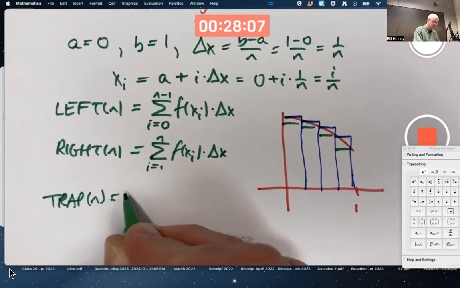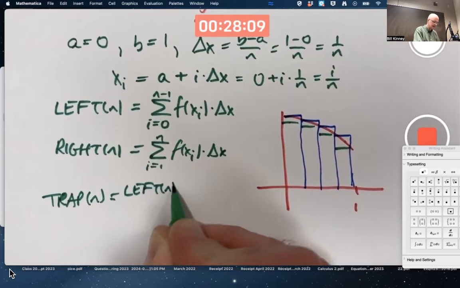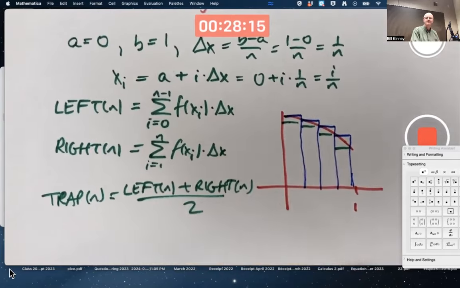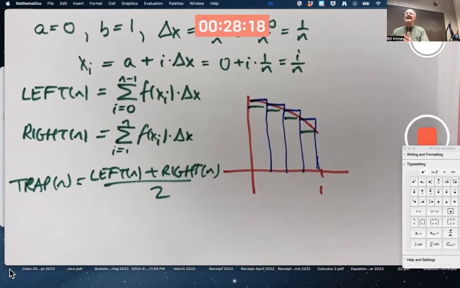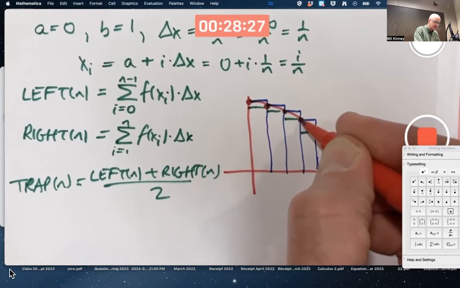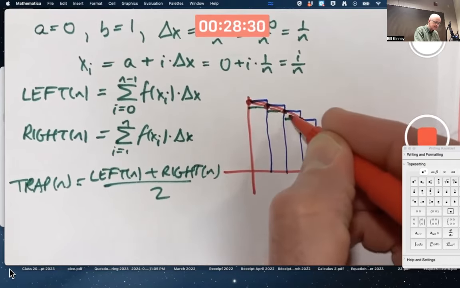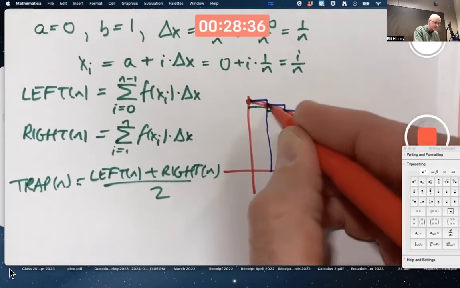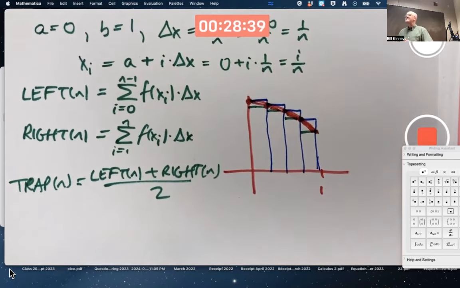Trap of n is the left-hand sum plus the right-hand sum, over 2. Average them. Why is it called the trapezoid rule? Because it actually does correspond to areas of trapezoids. If you connect these points with straight line segments like this, secant lines really, I'm not drawing it perfectly. It's hard to draw perfectly. A bunch of straight line segments. The trapezoid rule gives you the sum of the areas of those trapezoids.